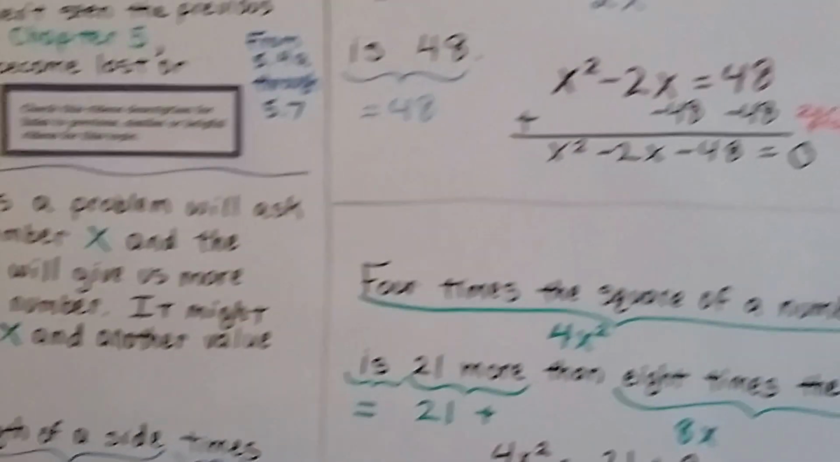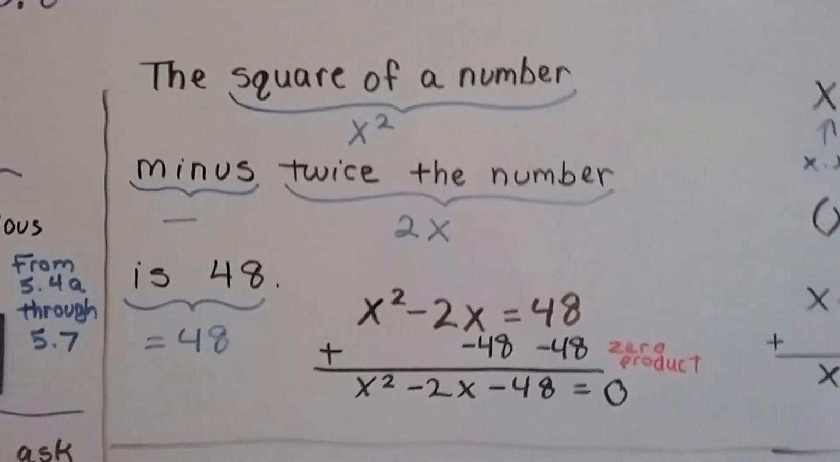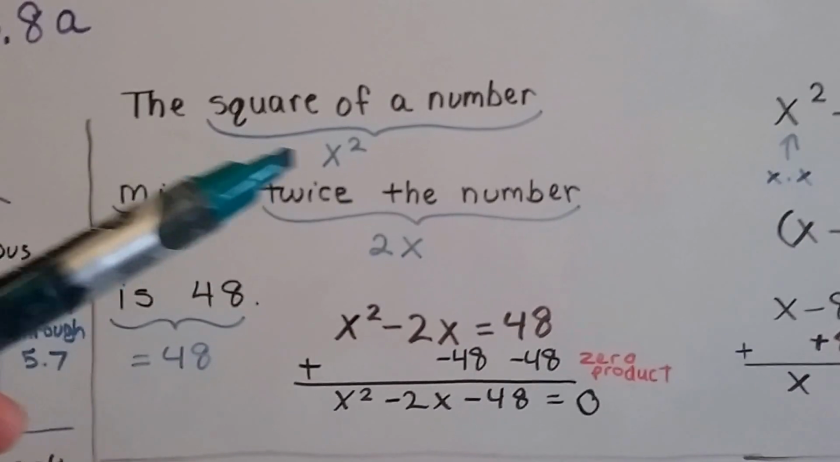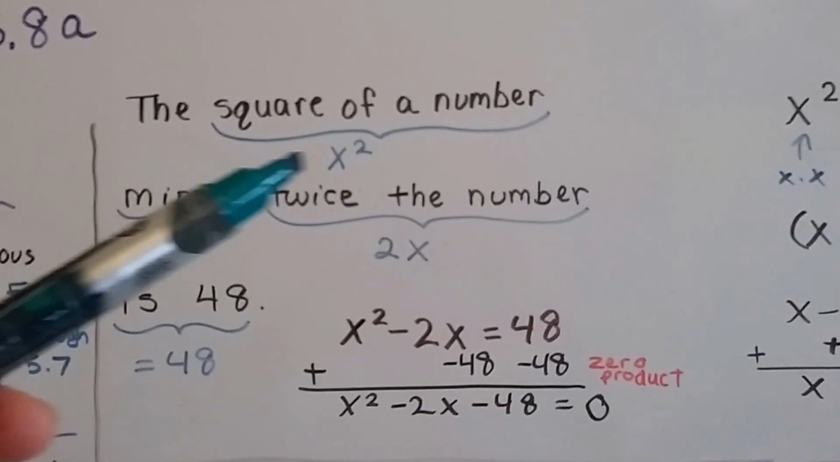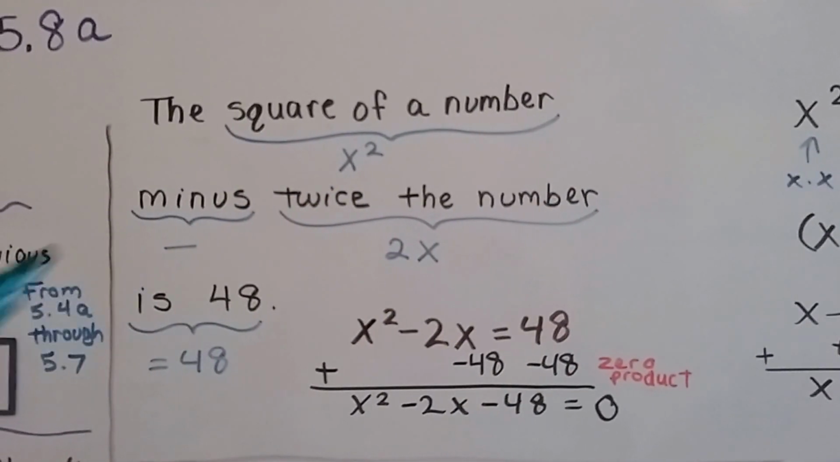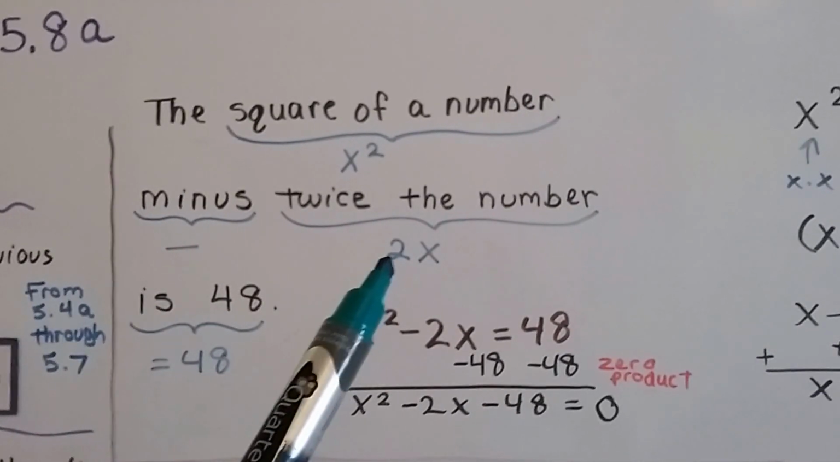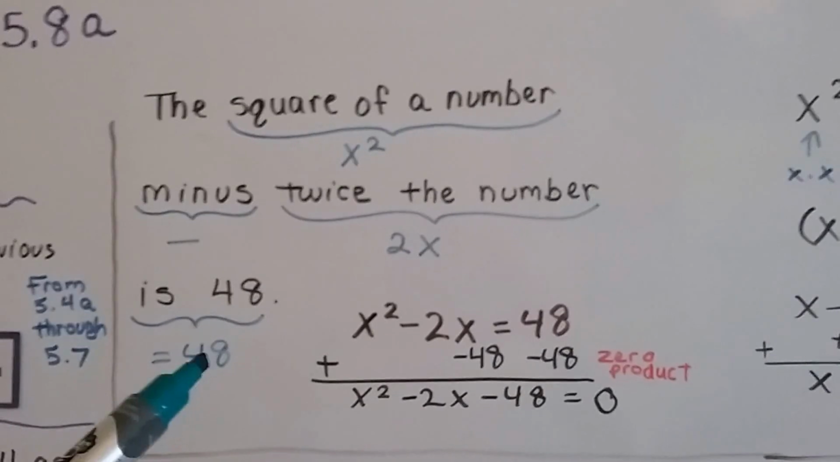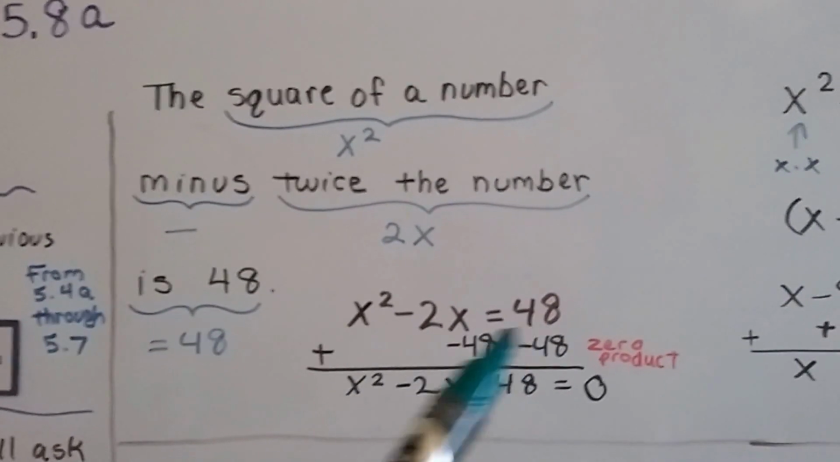So let's take a look at this one. The square of a number minus twice the number is 48. And the square of a number is x squared or n squared or whatever variable we choose. Minus means we're going to subtract. Twice that number means 2 times that variable, in this case 2x, and equals 48. Now we've got our equation.